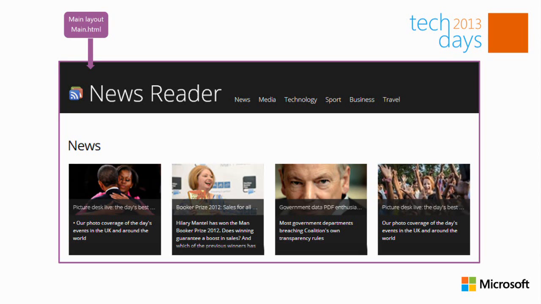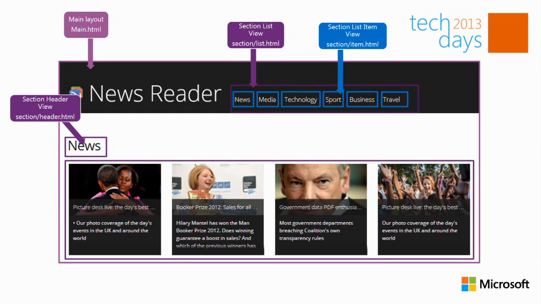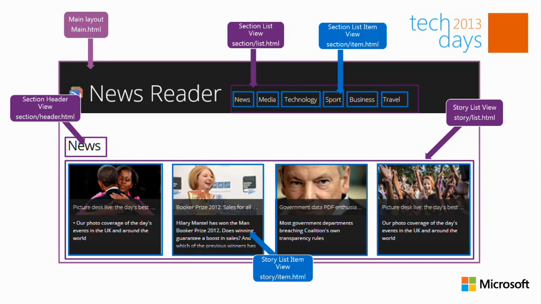So this is my main layout, and it's defined in main HTML. This is my section list view. It shows all of the sections that I want to render inside of the reader. There are about 20. I filter them out using underscore, so that's quite nice. These are the items, defined in the item.html. This is my section header. It's defined in the header.html. This is my story list view, defined in the story list.html. And then this is an item for each of those stories that we want to show for that section.